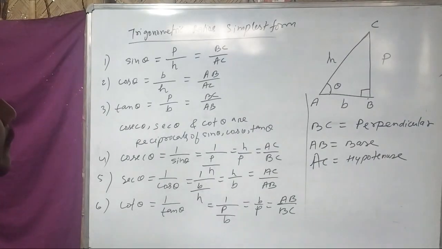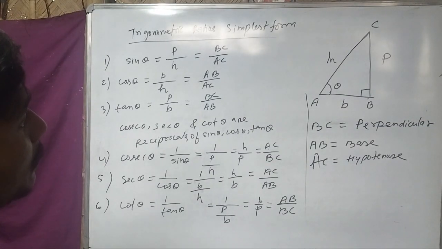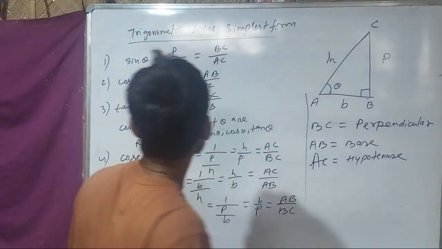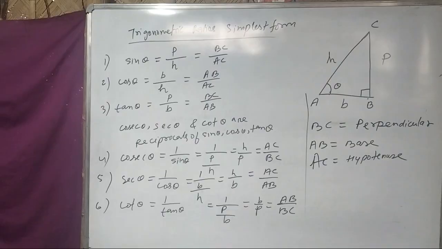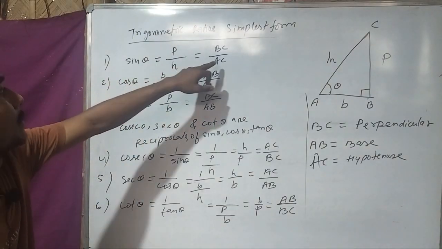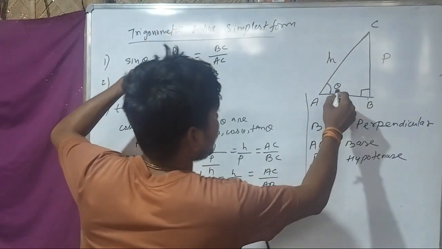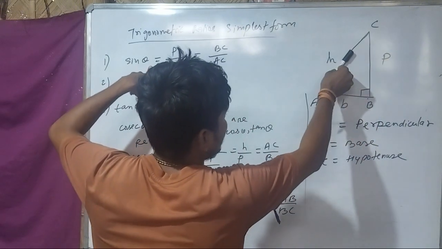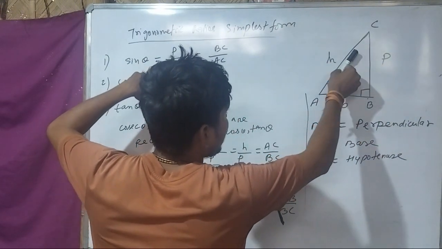Sorry. Oh yes, BC by base, by perpendicular. AB by BC. AB is base, BC is perpendicular. Okay, so this is the simplest form. Sin theta is P by H, which means BC by AC. Sin theta, perpendicular will be this one, and hypotenuse will be this. So this is BC and this side is AC.